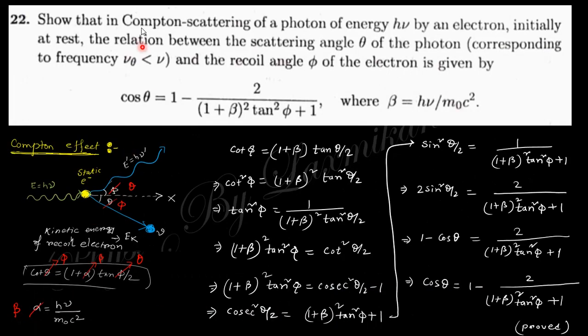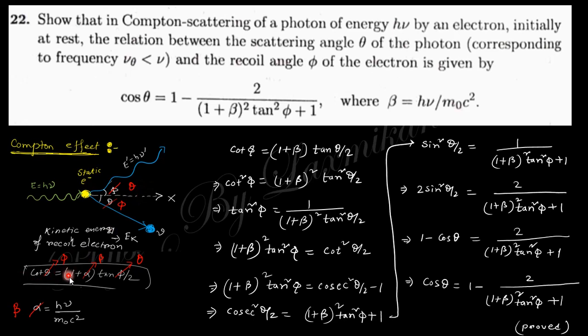Next one. In the Compton scattering of a photon of energy h nu by an electron initially at rest, the relation between the scattering angle theta of the photon, with corresponding nu theta, and the recoil angle phi will be like this. You know this relation from the theoretical class, cos theta equals 1 plus cos phi by 2, but here the notations are different.